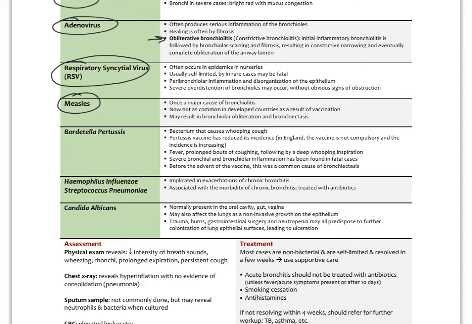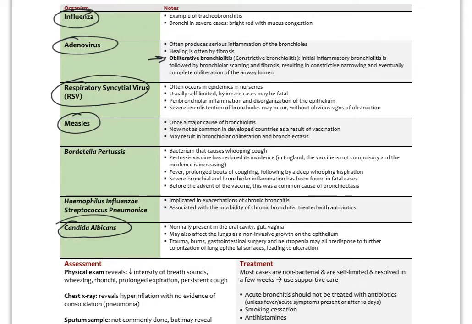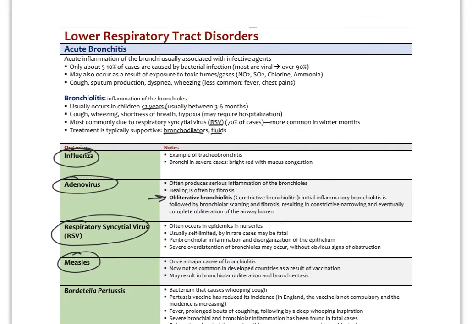Pertussis, that's the whooping cough. We've already talked about that. That can also cause bronchitis, bronchiolitis, but typically it's causing the laryngeal tracheitis. And then Haemophilus influenzae, Streptococcus pneumoniae. These can be involved in severe exacerbations. And then Candida albicans, that's a fungus or yeast, and that actually is going to be more, again, in immunocompromised patients and so forth.